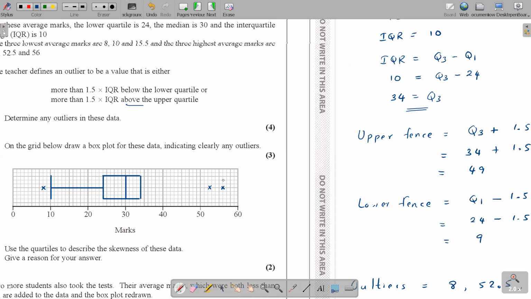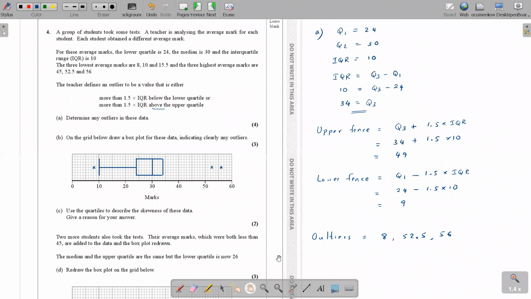And then the biggest value that is not an outlier is 45. Can you see? You don't use these figures, these are only to identify. So 56 and 52.5 are bigger than 49, outliers. The next biggest value that is not an outlier is 45. So the whisker ends at 45. And from there you continue it over here. And this is the box plot. Can you see, children? That's the box plot. Okay, then let's move to the next part.